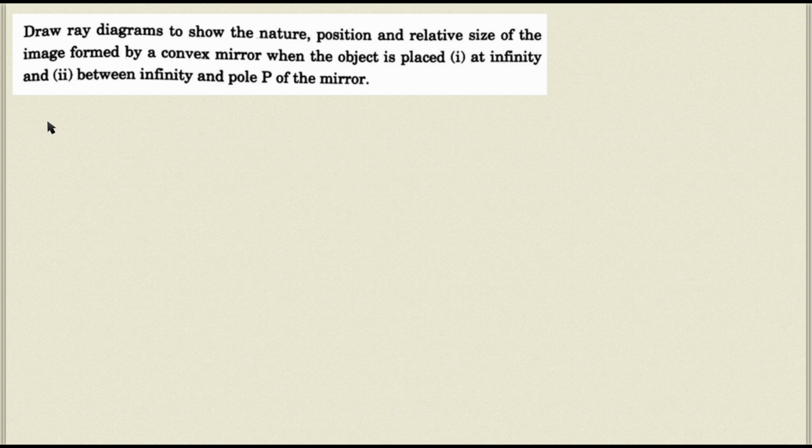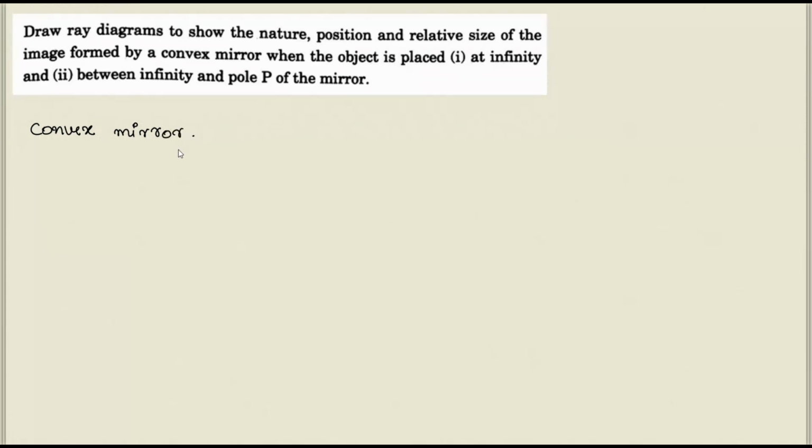Our next question is, draw the ray diagrams to show the nature, position and relative size of the image formed by a convex mirror when the object is placed at infinity and between infinity and pole of the mirror. Now here they have asked to draw the ray diagram of convex mirror. Now in the case of convex mirror, we know that there are only two ray diagrams, right? It's one when the object is kept at infinity and the other one when the object is kept between infinity and pole. So let's find out how to draw the ray diagram.